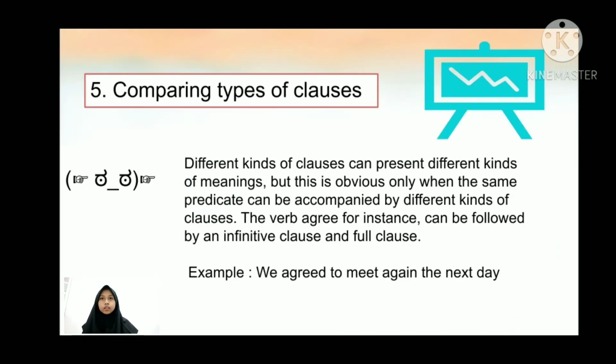The next one is comparing types of clauses. Different kinds of clauses can present different kinds of meanings. But this is obvious only when the same predicate can be accompanied by different kinds of clauses. The verb agree, for instance, can be followed by an infinitive clause and a full clause. For example, we agreed to meet again the next day.